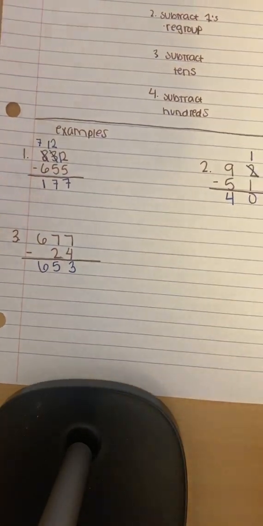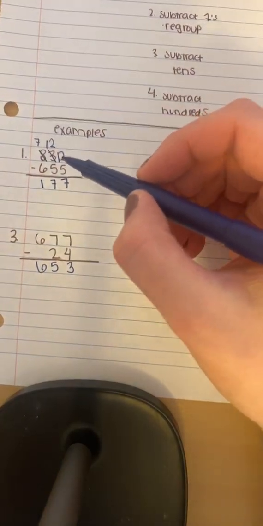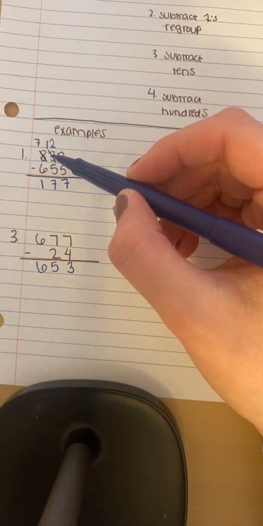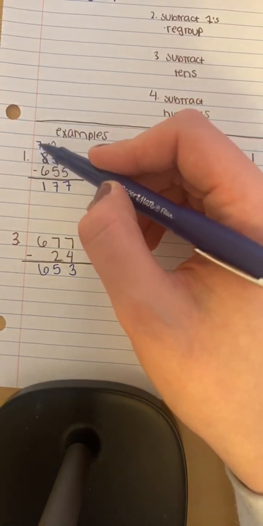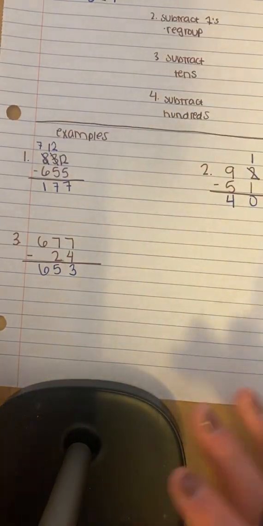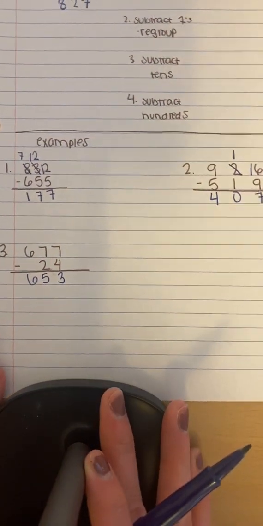So just remember, if the smaller number is on top, we're going to have to borrow from our tens place if it's in the ones, and if a smaller number is in our tens place, we're going to have to borrow from the hundreds. So don't forget to do your regrouping and take your time and have fun.